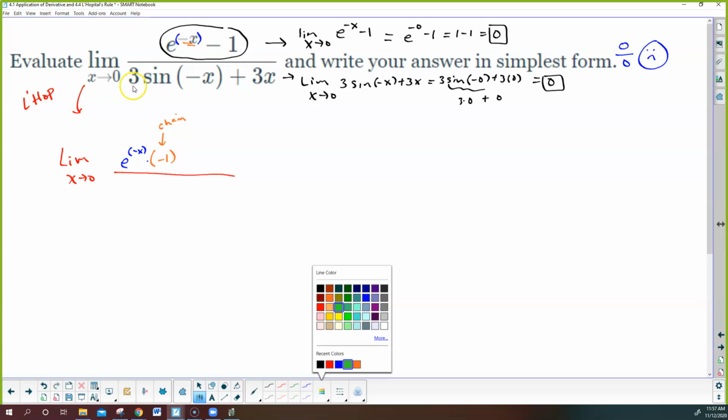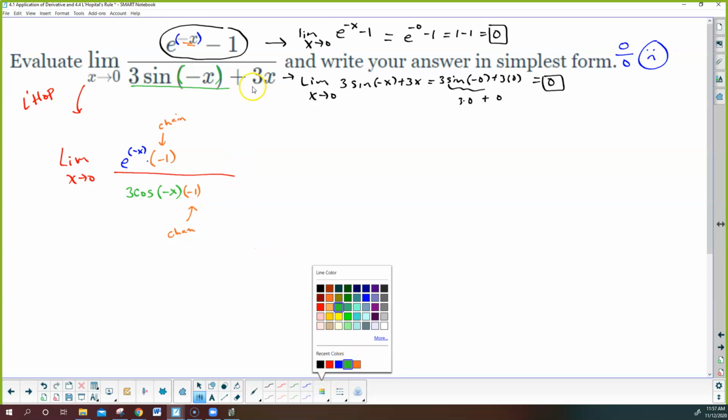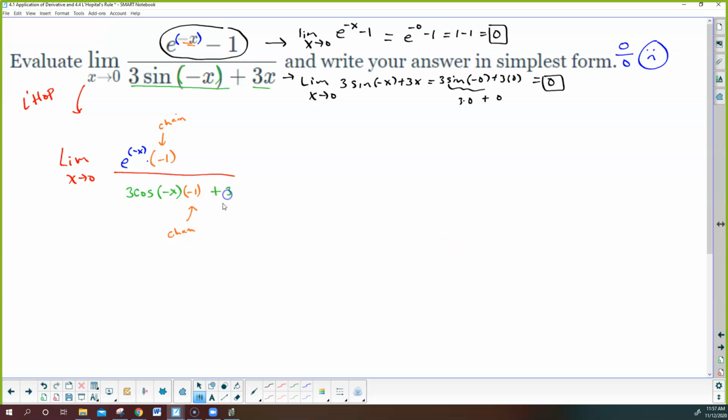All right, now the bottom. We have another chain rule. See the inside right here? I've got a negative x. So the 3 is a constant. It's going to stay. The derivative of sine is cosine. And then we're going to keep the inside. But then I have to multiply by the derivative of this inside, which is negative 1. So that's the chain. Then I actually have this extra little plus 3 at the end, so I got to put a 3 here. The derivative of 3x is 3.